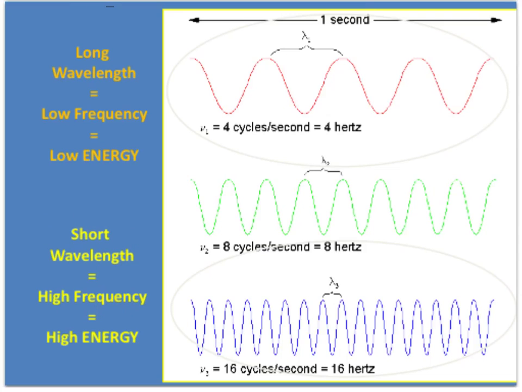We've increased the frequency, because in the same period of time, we have more waves. We had 4, we went to 8, and now we have 16. So we increase the frequency. If we increase frequency, we're also going to increase energy. So what does this mean? This tells us that there is a direct relationship between frequency and energy. Direct means what? It's saying, if I increase frequency, I increase energy.